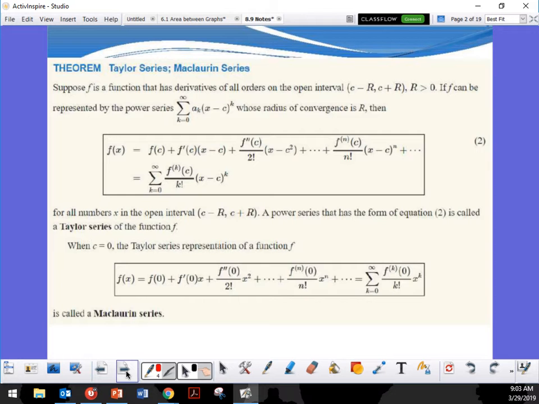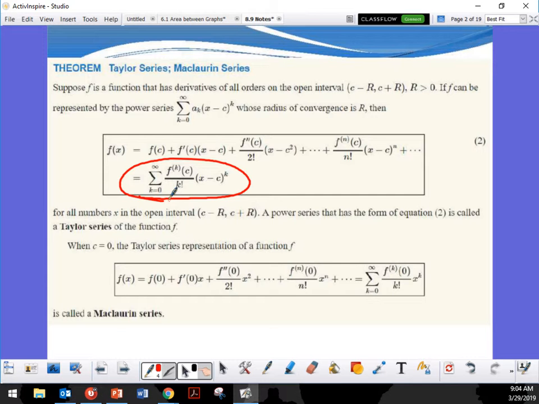Like the problem we just did, right? On that last one, the c value would be 0, because then it was 0 minus r, which is my 3, and 0 plus r, which is a positive 3. Okay, good. So if f can be represented by a power series whose radius of convergence is r, then it can be written like this, where f of k has to do with how many derivatives I did to get those terms. So we're going to turn a function into a series.